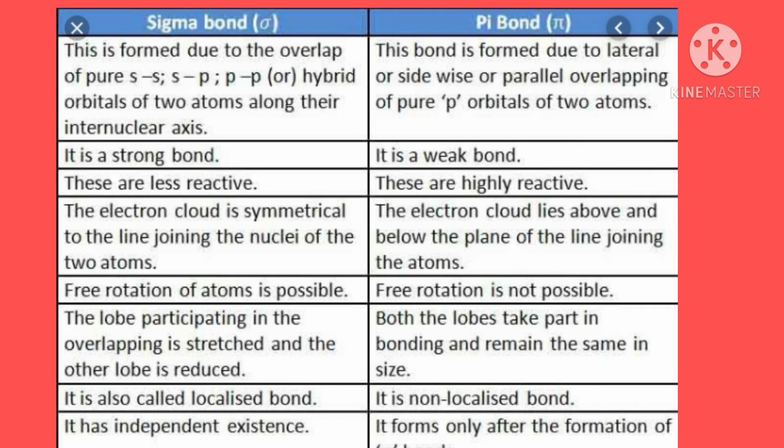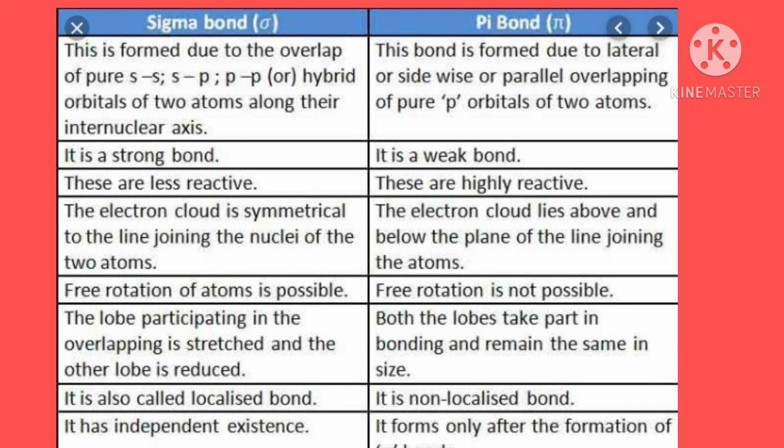And a pi bond is a weak bond. The overlapping area is very low and there is no proper, strong overlapping between the orbitals. The overlapping region is very small in pi bonds when compared with sigma bonds. Sigma bonds are less reactive, and pi bonds are highly reactive, because in sigma bonds the electrons are bound with each other, whereas in the case of pi bonds the overlapping is very small, so they behave as free electrons. So they are very highly reactive.